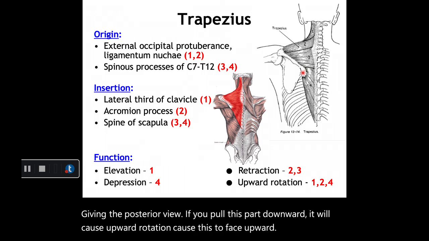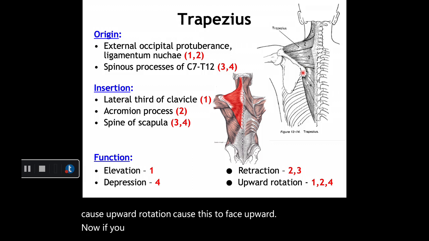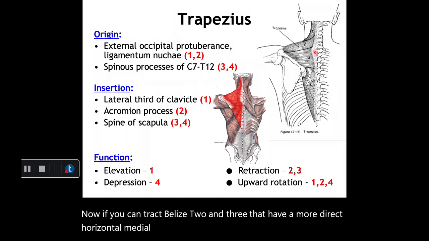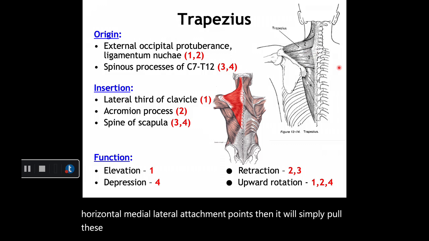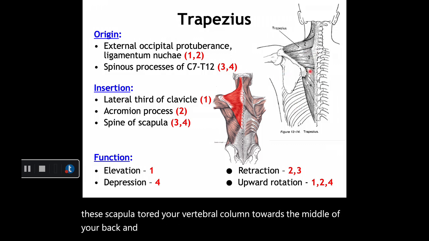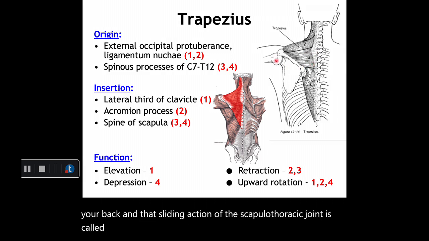Okay, now if you contract bellies 2 and 3 that have a more direct horizontal medial lateral attachment point, then it will simply pull the scapula toward your vertebral column, towards the middle of your back. And that sliding action of the scapulothoracic joint is called retraction. If it moved forward, that's protraction. If it moves back towards this way, retraction.